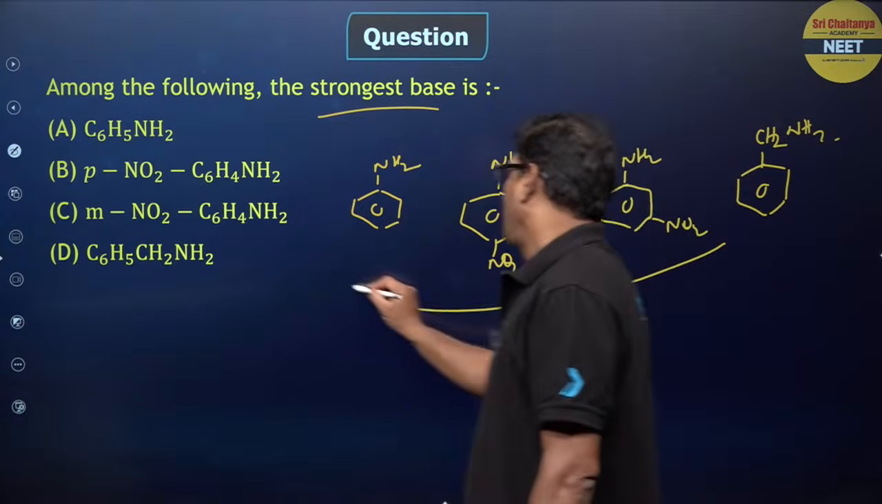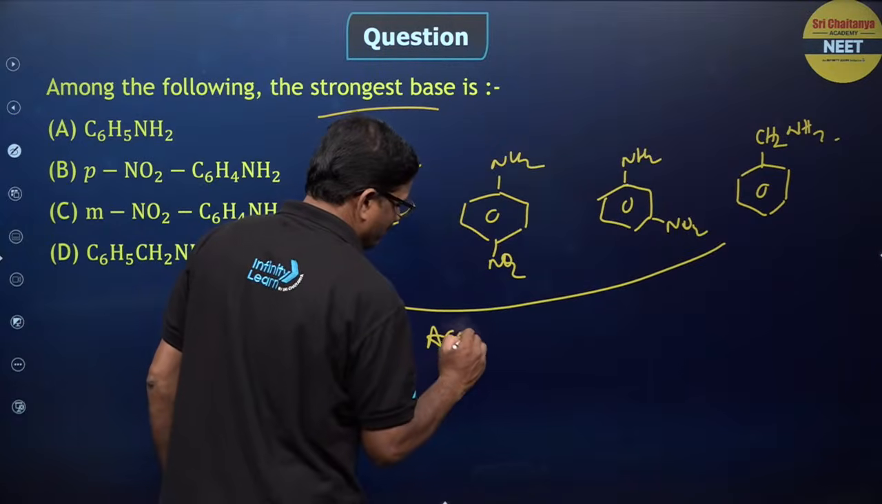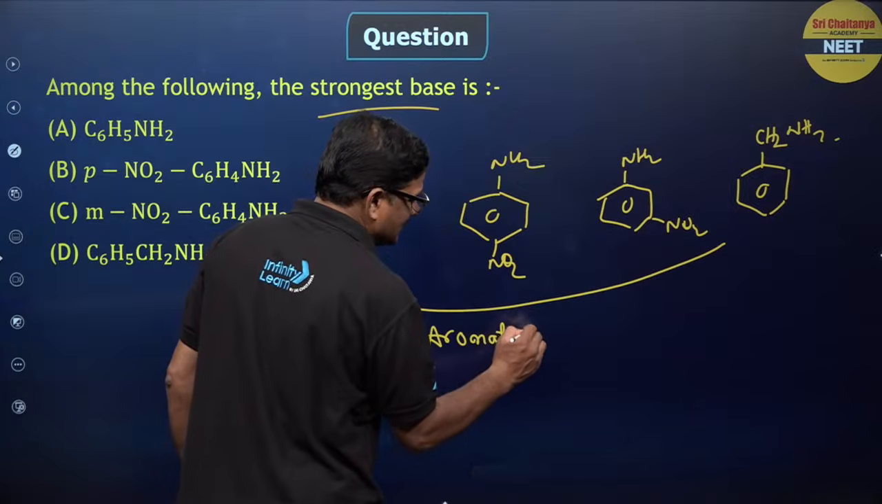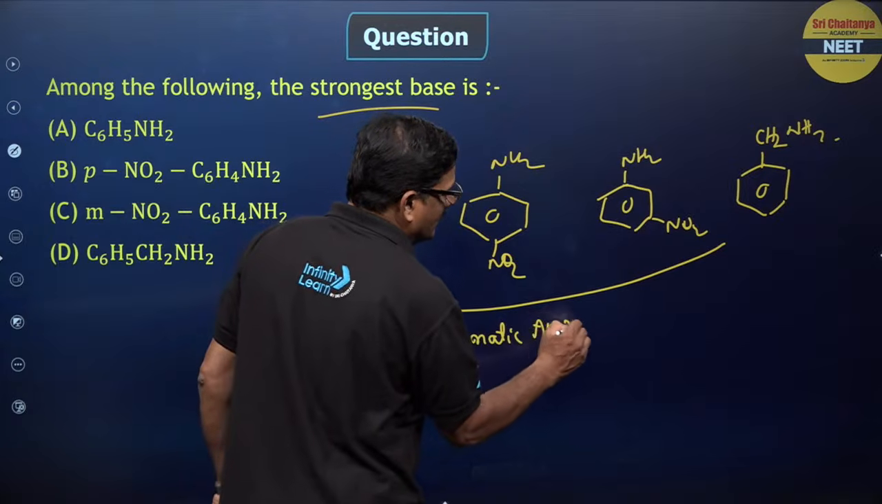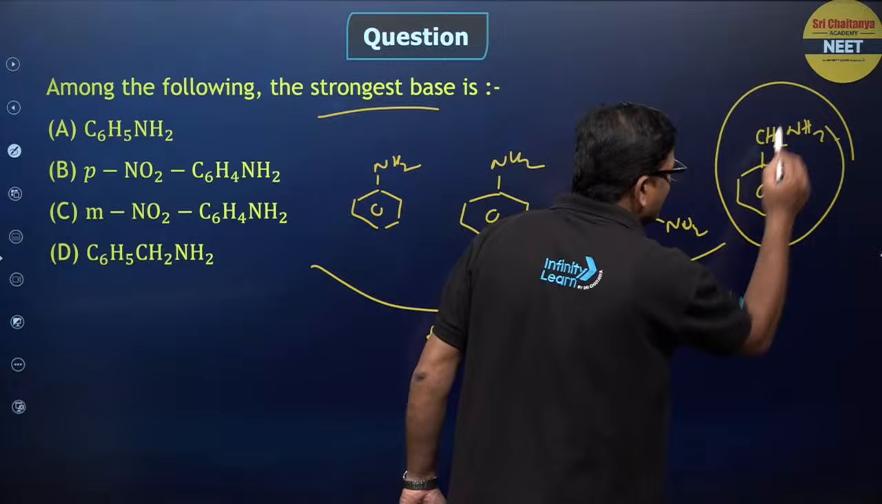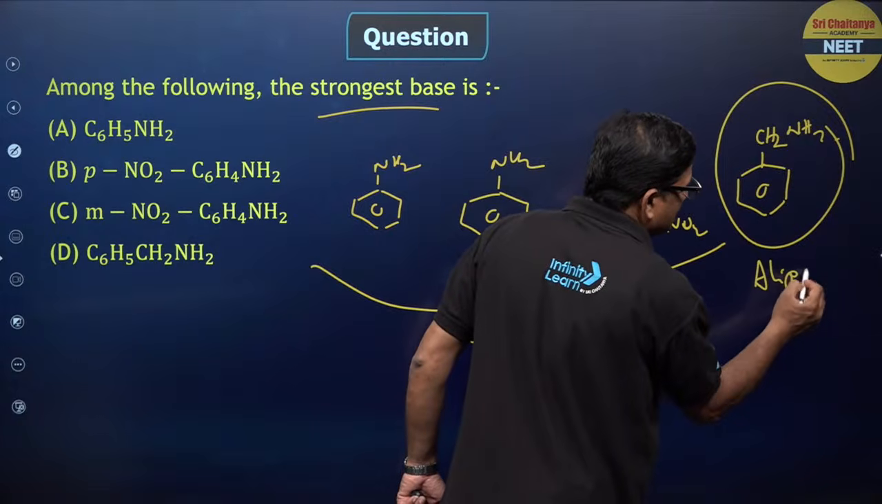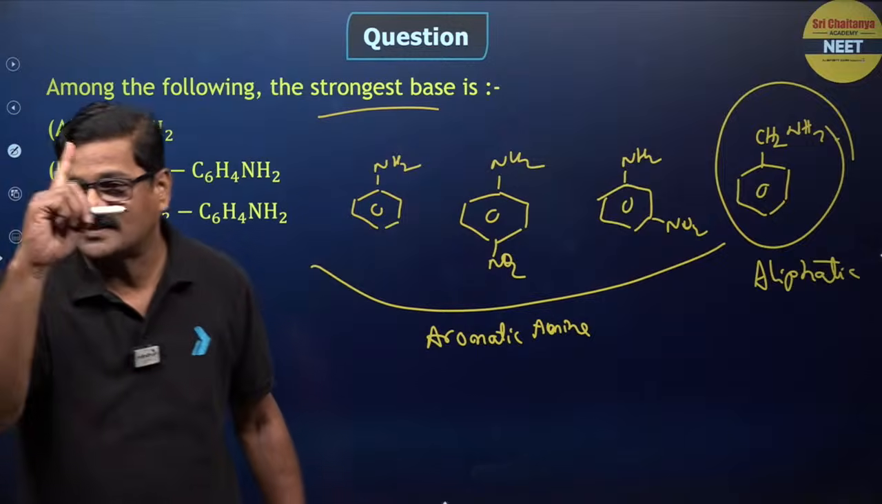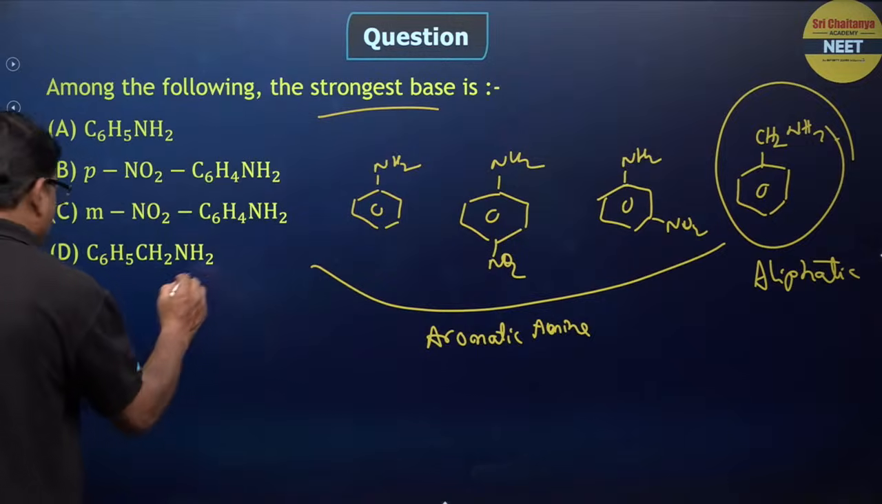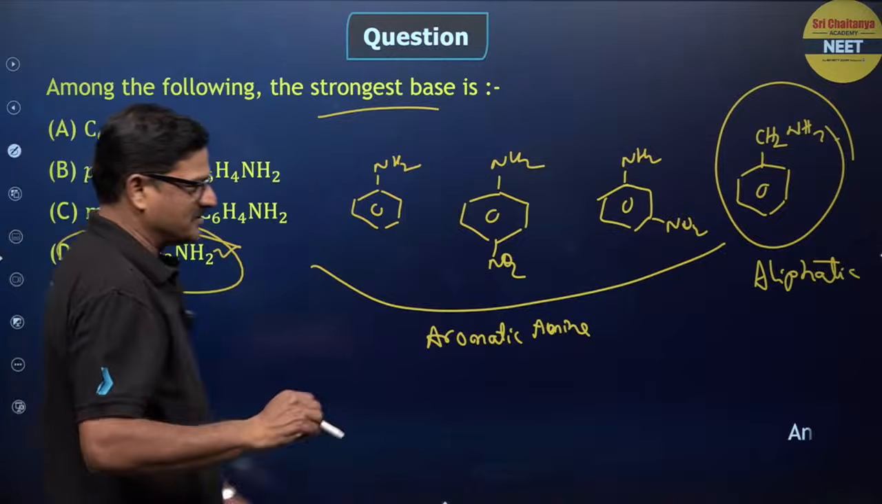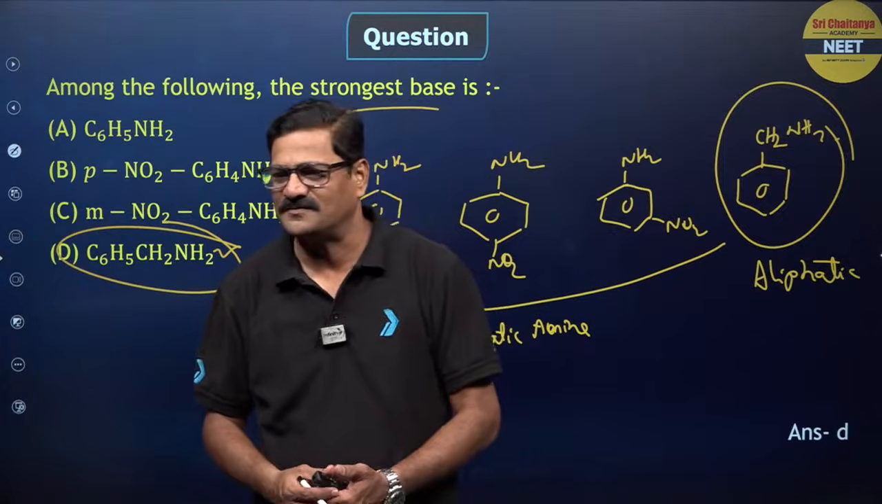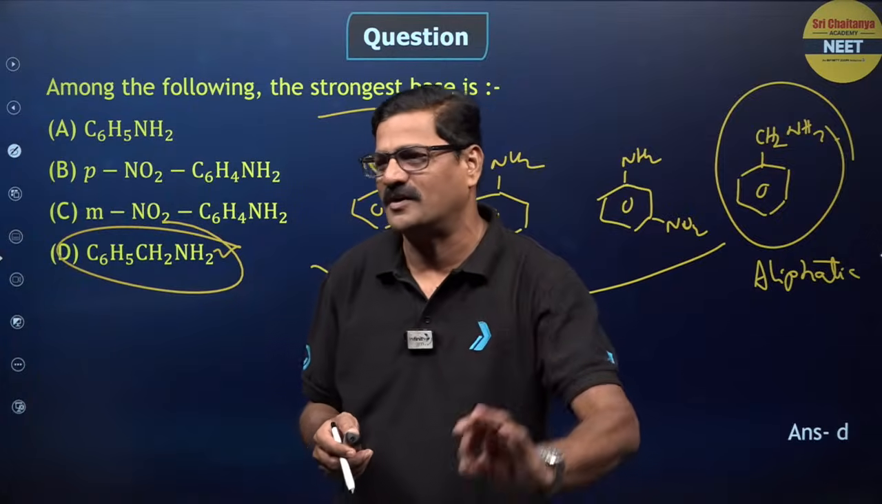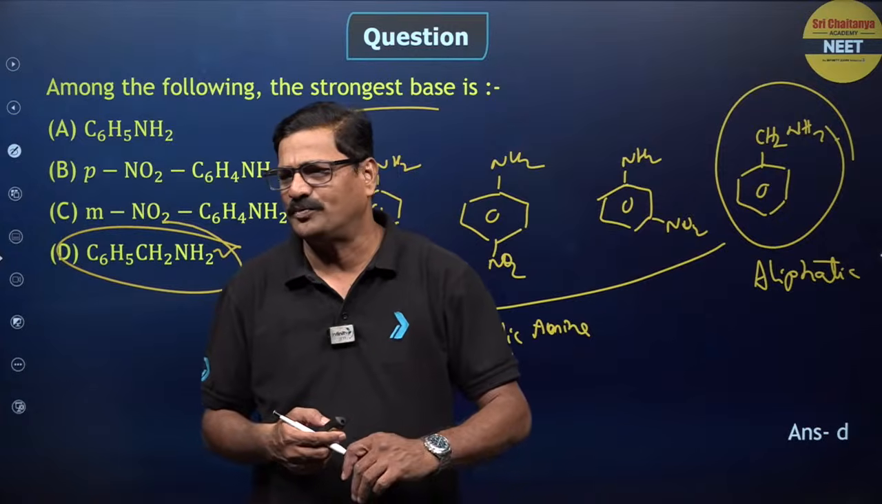These are all aromatic amines. And this is an aliphatic amine. Aliphatic amines are more basic as compared to aromatic amines. Therefore, I want to say option D is the correct answer for this. Fundamental, you just follow the fundamental aspects.